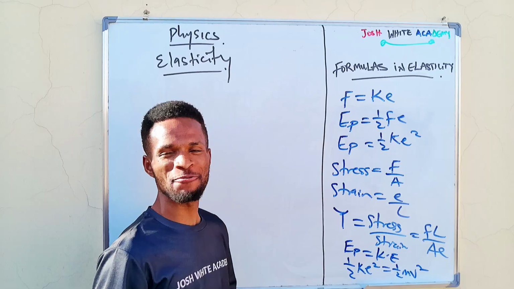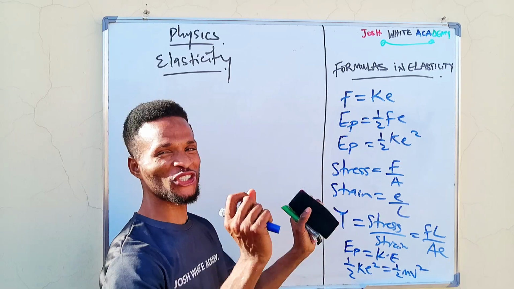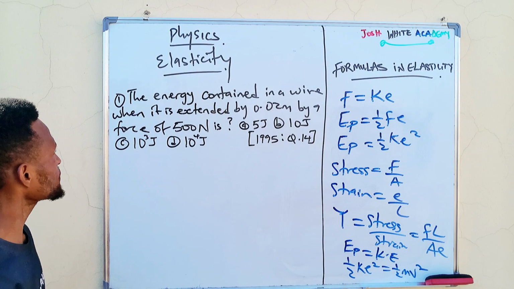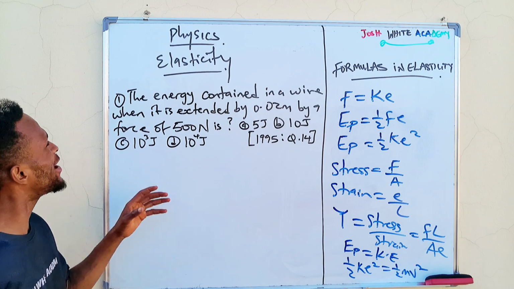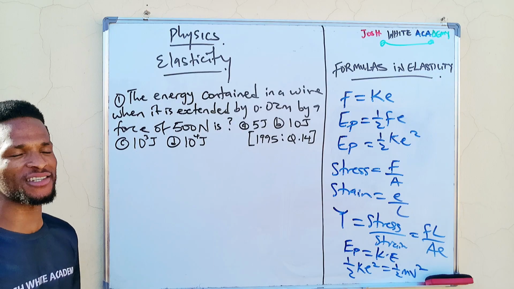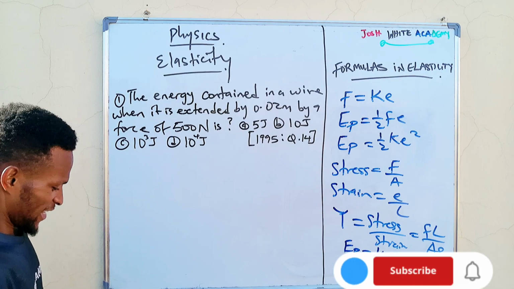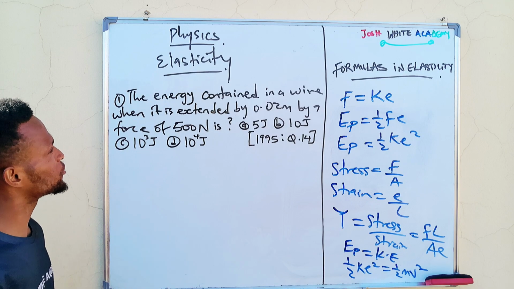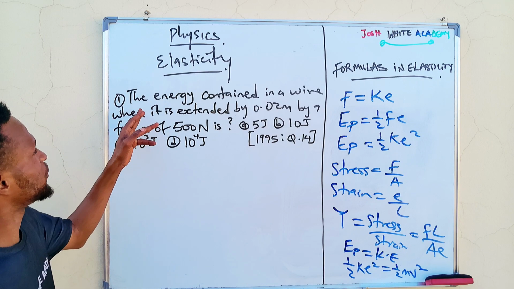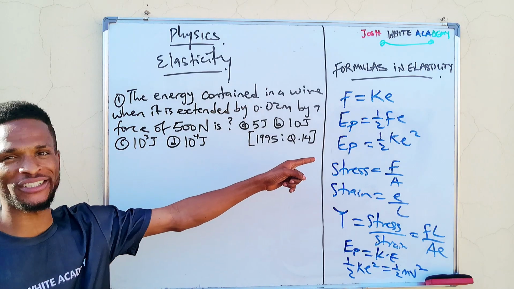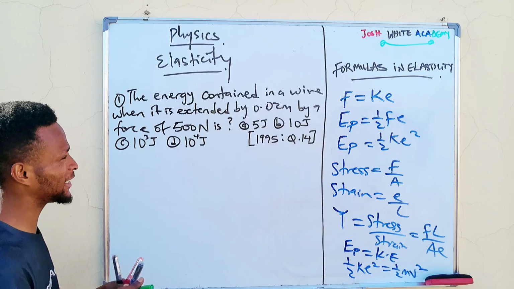Now, can we advance and go to crush UTME questions? The first question: the energy contained in a wire when it is extended by 0.02 meter by a force of 500 Newton is? So let's write the data. From this question, we are looking for the energy contained in a wire that is extended. Remember, we said that kind of energy is called the elastic potential energy. So let's write down our data.